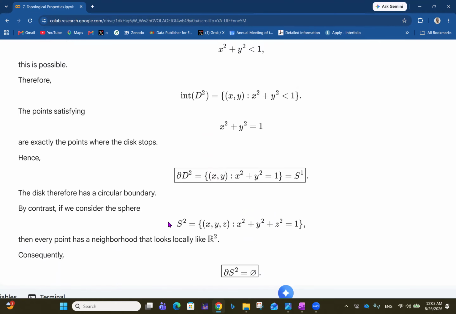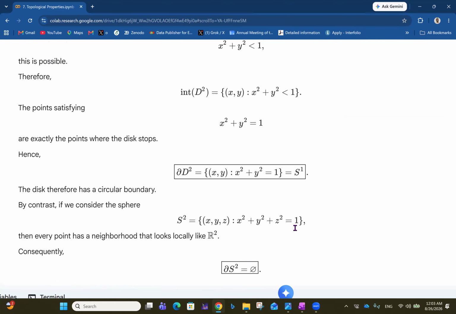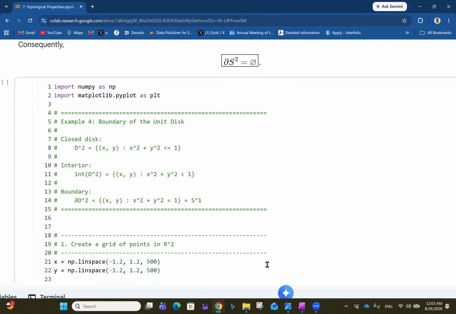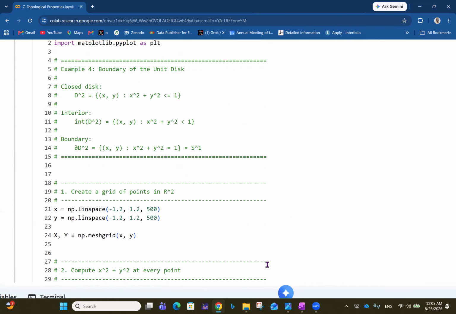By contrast, if we consider the sphere S squared, which is x squared plus y squared plus z squared equals 1, then every point has a neighborhood that looks like R squared. Because every point has that neighborhood that looks like R2, consequently we say the boundary of a sphere is actually empty, because the boundary points don't exist. So we say it's empty.